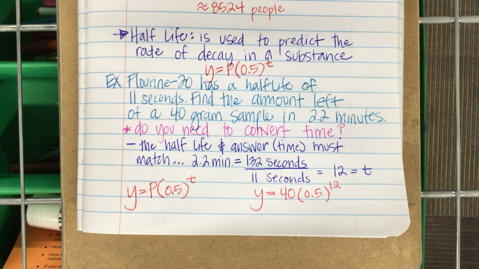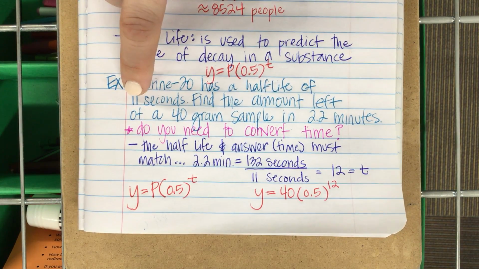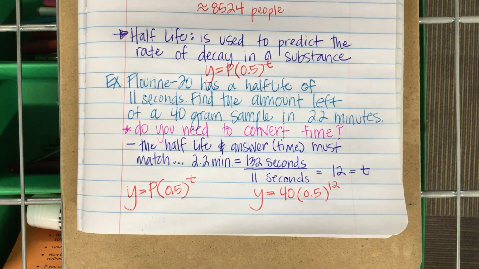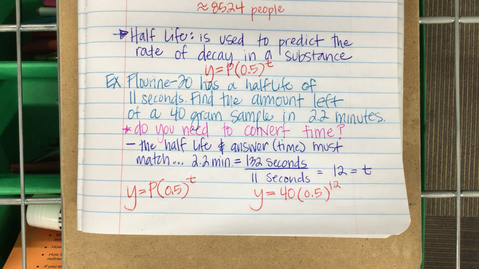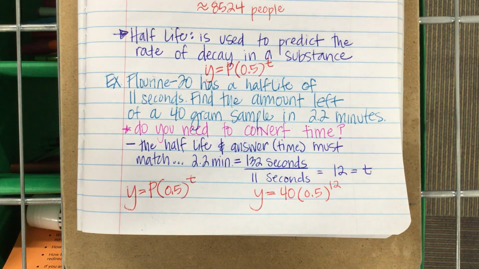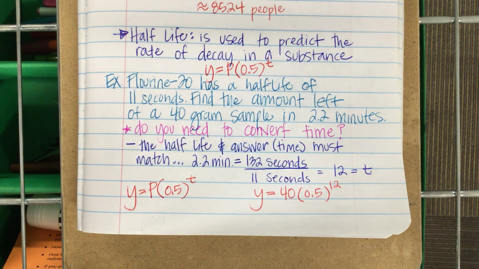This is a really easy problem to screw up because there are 1, 2, 3, 4 numbers in the problem. Do you agree? There are 4 numbers in my initial problem, and I only use one of the numbers in my formula because you have to do some math to figure out the other one. How much is left of this 40 grams? A gram is about a paper clip, so 40 paper clips worth of fluorine 20 in 2.2 minutes.